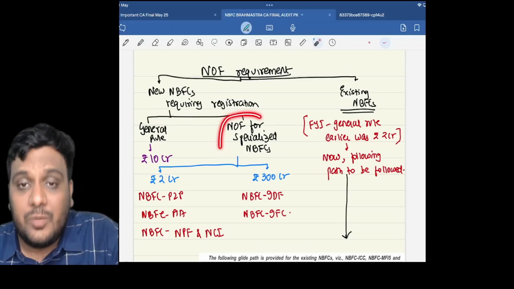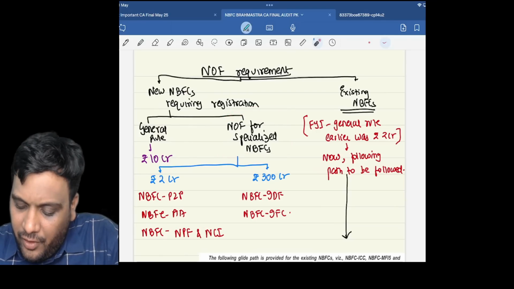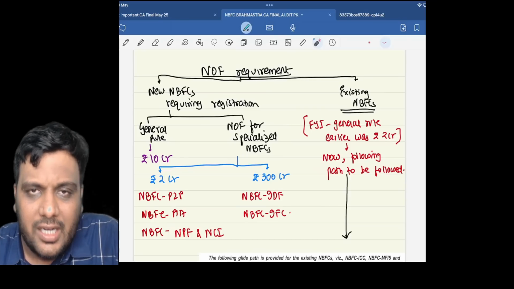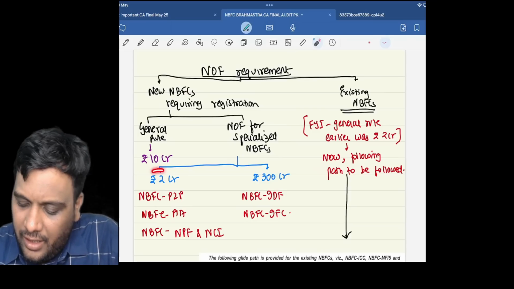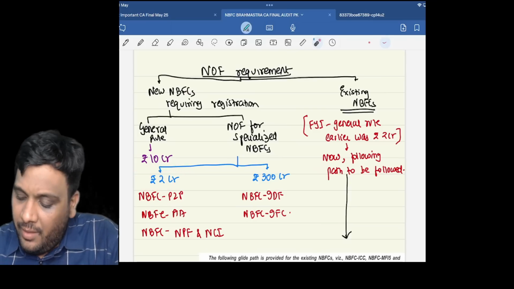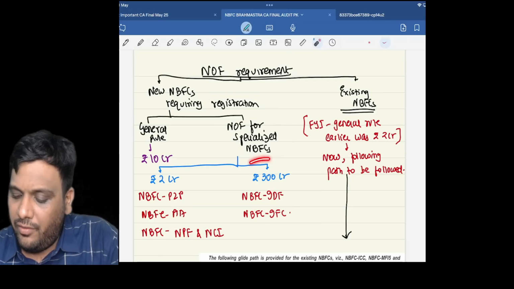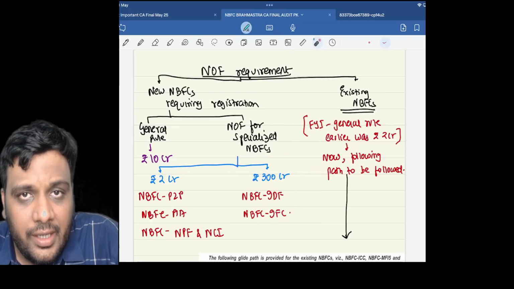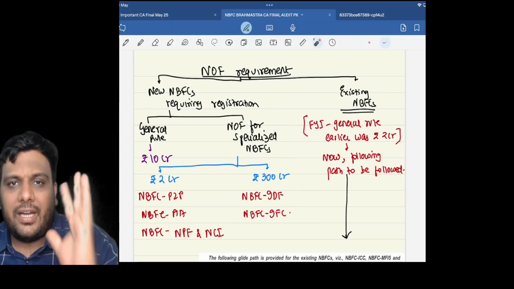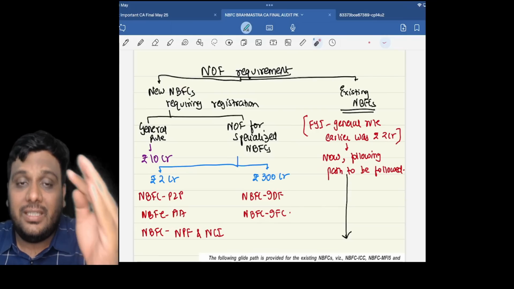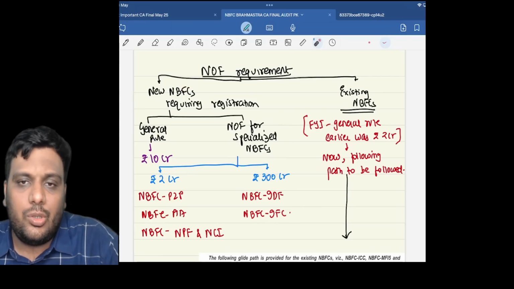Net owned fund for specialized NBFCs: for peer-to-peer, account aggregator, NOFHC, NCI, that means not accessing public funds and not having any customer interface, nothing changes. It will remain at 2 crores. But for NBFC-IDF and NBFC infrastructure finance company, net owned fund has been raised to 300 crores. Just get this snapshot in your mind. For students who know this, these notes are more than enough, but still this video is just to help them run through.